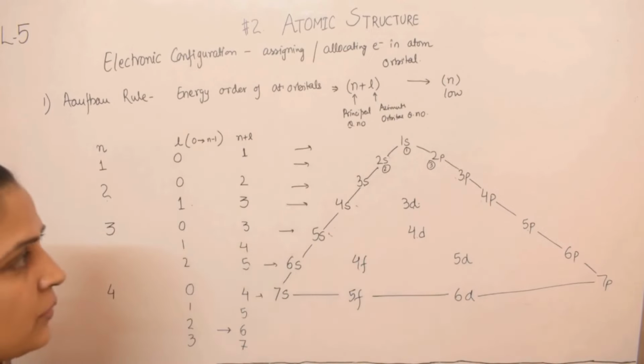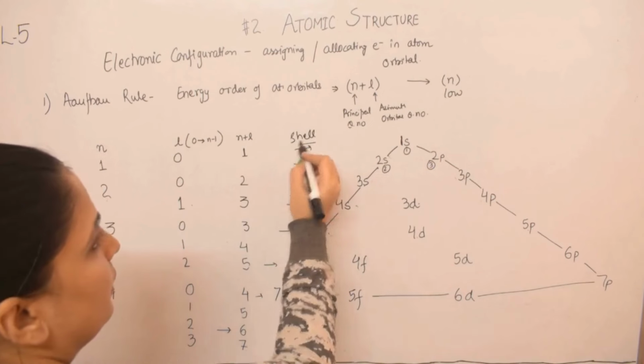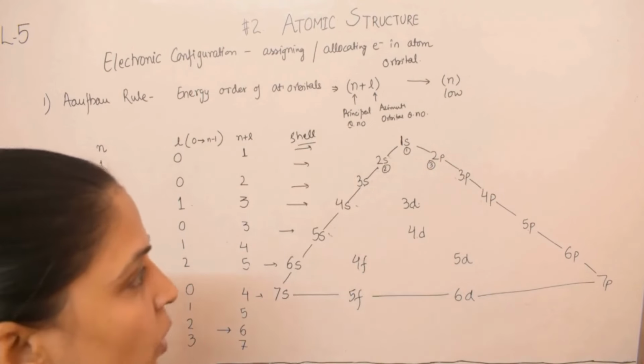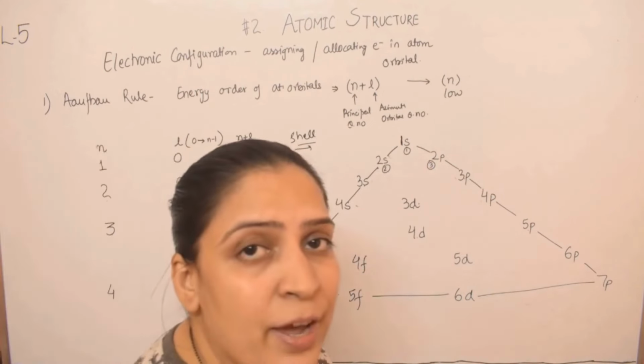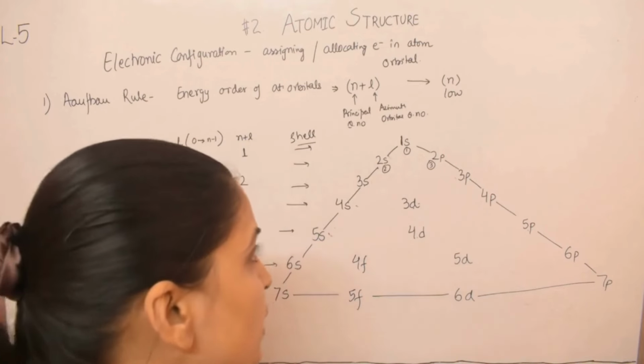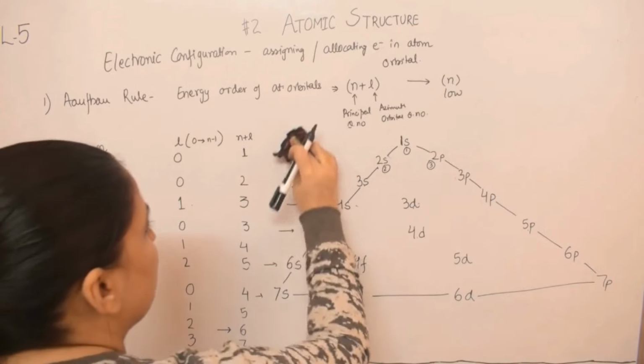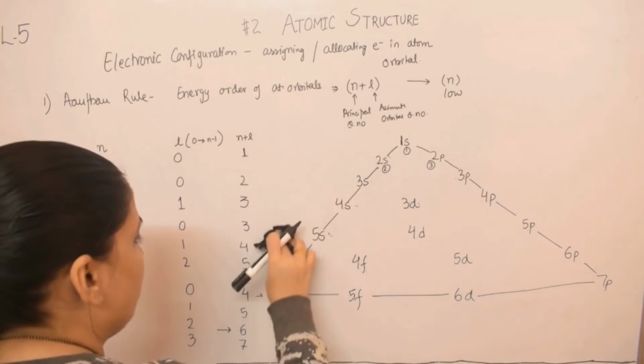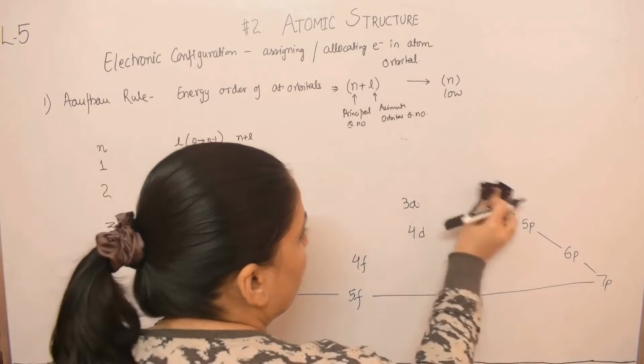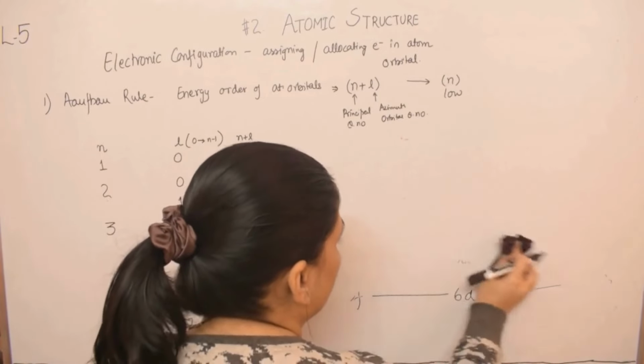And each of these numbers basically represents the shell. So this is how the orbitals are filled. Suppose I have 10 electrons and each orbital can have a maximum of 2 electrons. So let us see how many electrons can be filled and how the electronic configurations move.